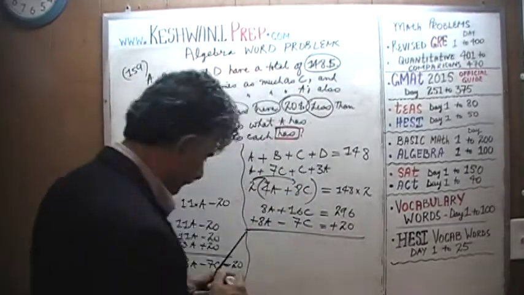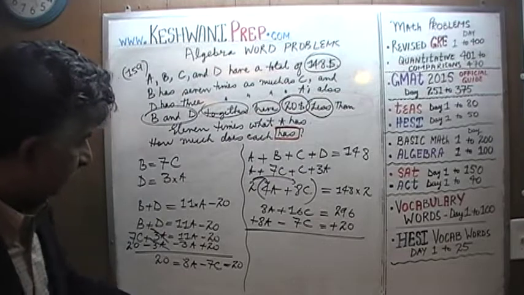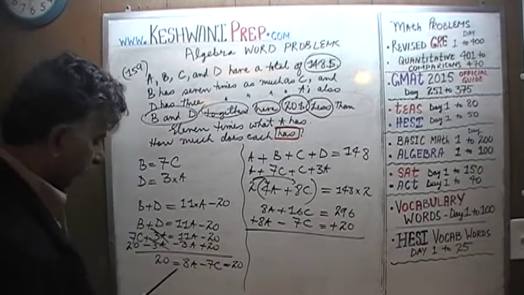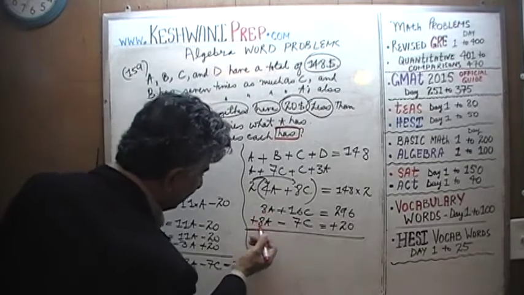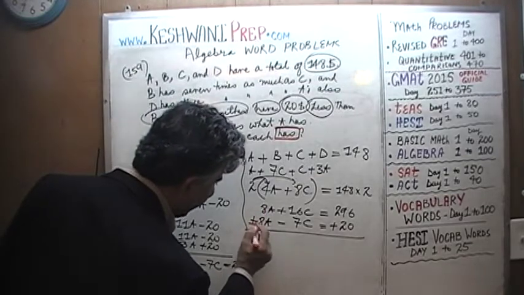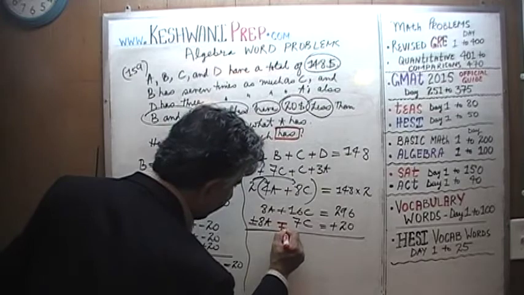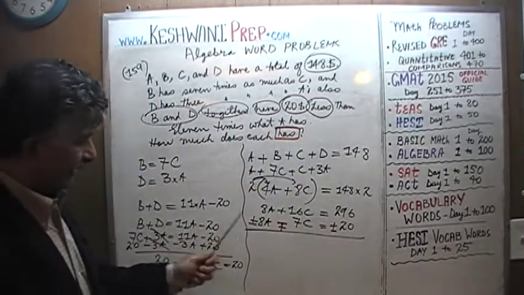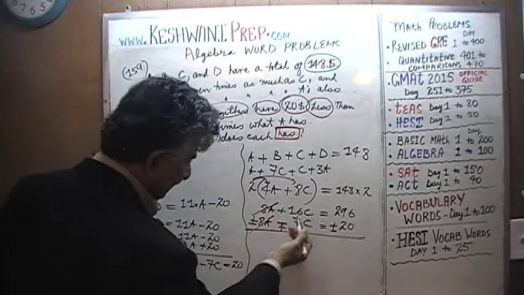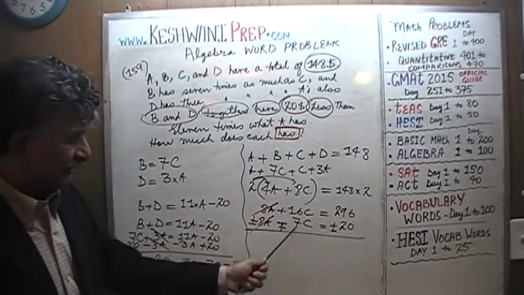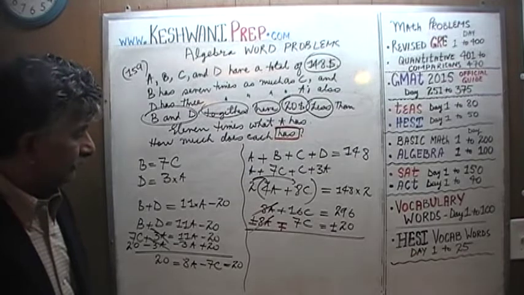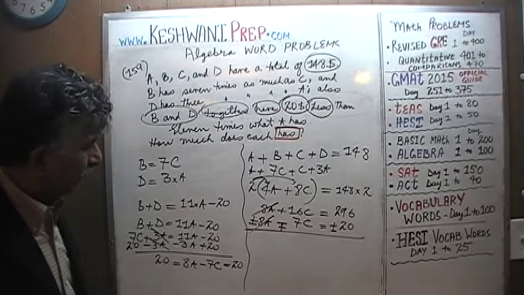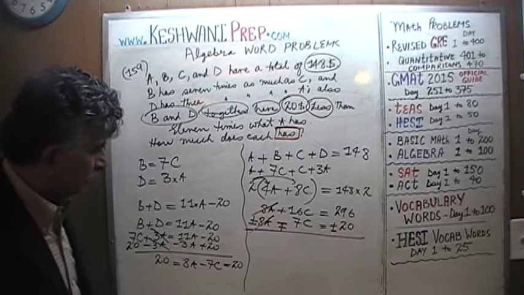And now we can subtract this bottom equation from the top equation and see what happens. If you subtract, the positive is going to become negative, this negative is going to become positive, and this positive is going to become negative. And positive 8A and negative 8A are going to cancel out. 16C plus 7C is going to be 23C. That is very odd. It is 23.